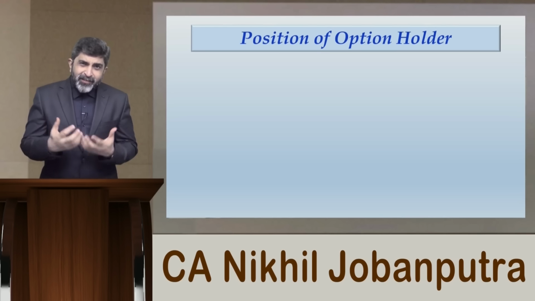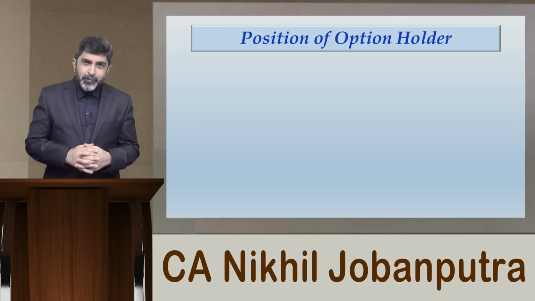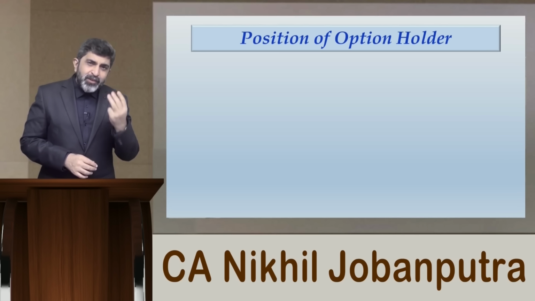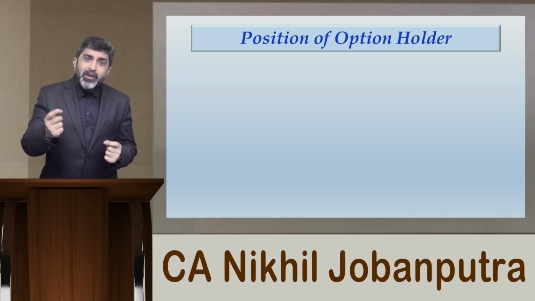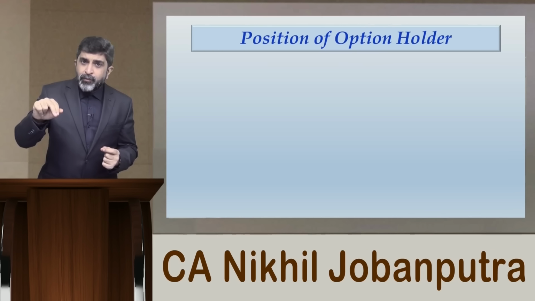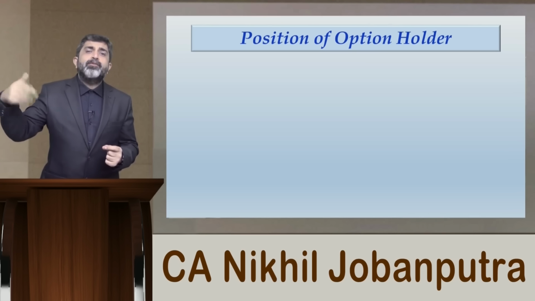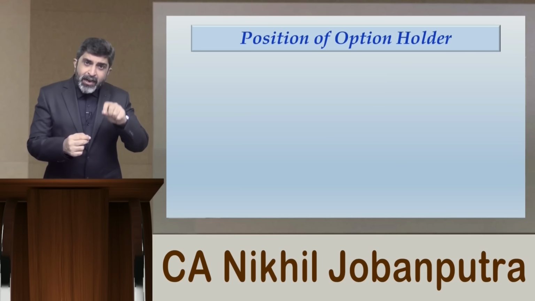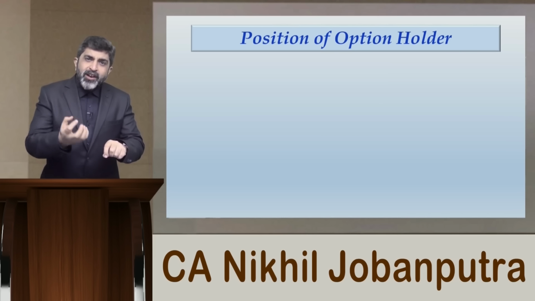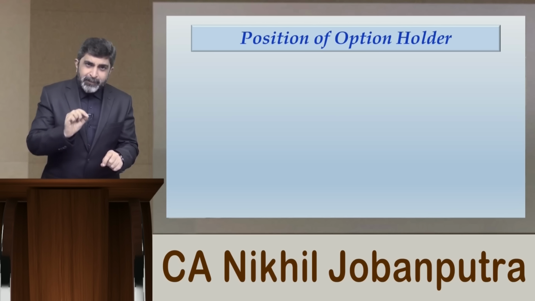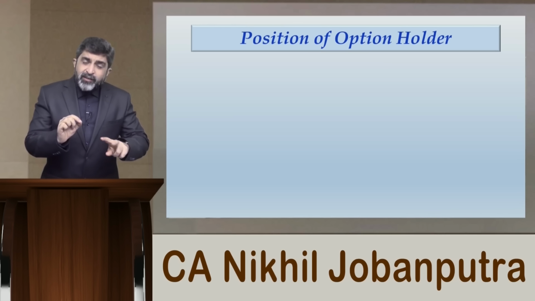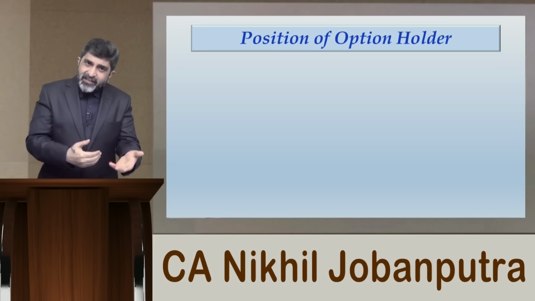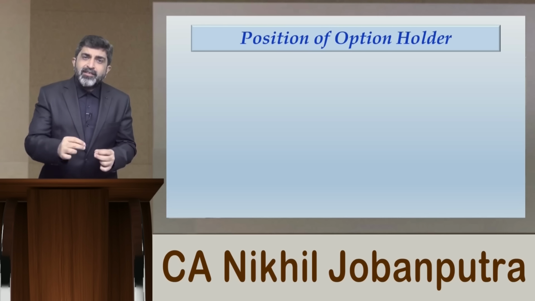So what could be considered as the position of the option holder? There could be 3 types of positions of the option holder in the derivative market. These 3 types of positions can be referred to as either in the money, or at the money, or out of the money. So when an option holder is going to be benefited on exercising the option, the option holder's position is considered as in the money. When the option holder is going to incur loss on exercising the option, where the option holder should avoid exercising that option, the position of the option holder is considered as out of the money.